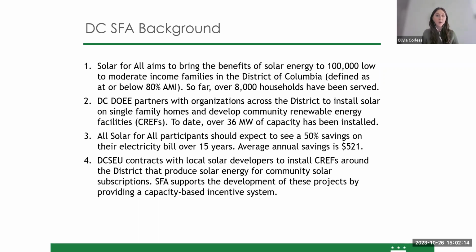DC DOEE partners with organizations to install both single family solar as well as community solar. And to date, there has been over 36 megawatts of capacity that have been installed as part of the program. But despite the type of participation, all Solar for All participants should expect to see 50% savings on their electricity bill for 15 years. The average annual savings right now is about $520 a year.